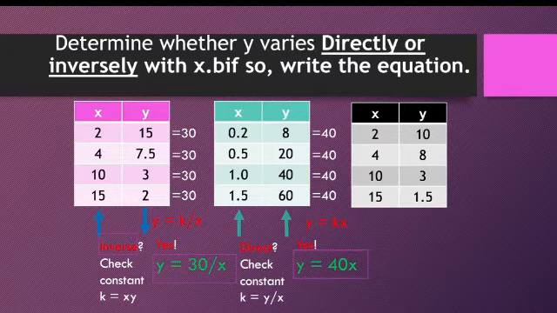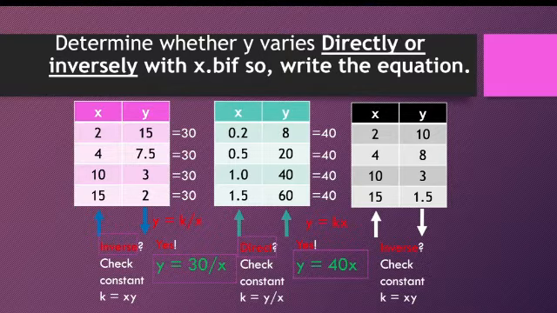Let's have the third table. So, as you can see here, the variable x is increasing while y is decreasing. Can we consider this as inverse? So, let's check if they have a common product. 2 times 10 is 20, 4 times 8 is 32, 10 times 3 is 30, 15 times 1.5 is 22.5. So they are not equal. So we cannot consider this as inverse.